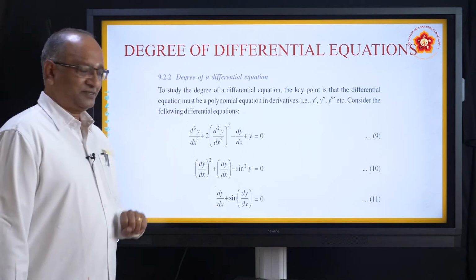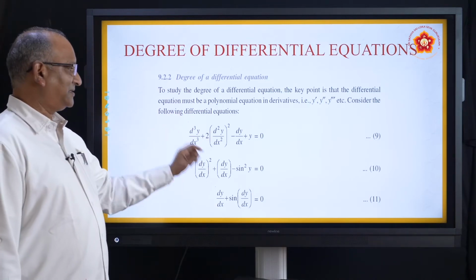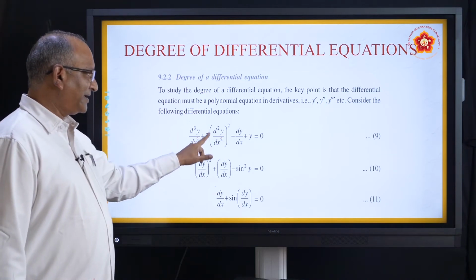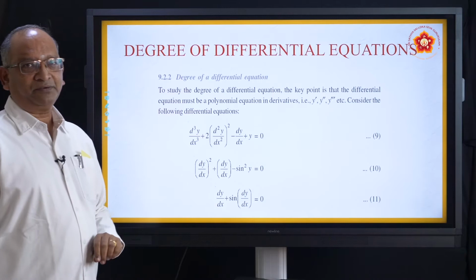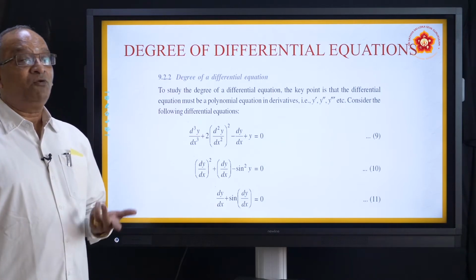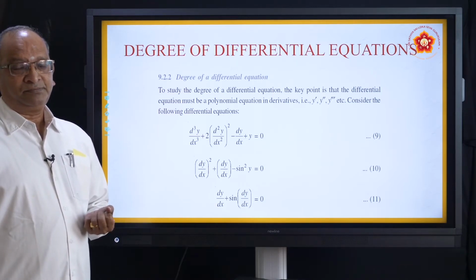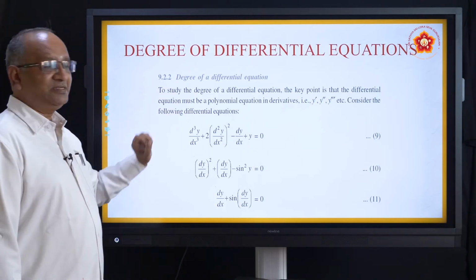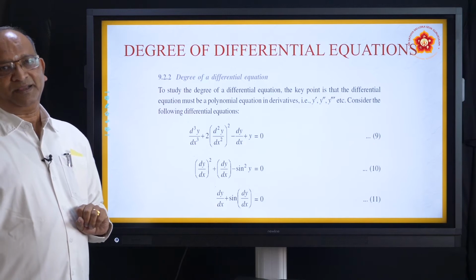Look at these equations. These are all examples. Look at the first equation. It has got third order derivative, second order derivative, first order derivative. So let us first decide what is its order. The order is 3. Why? Because the highest order derivative is d3y by dx cube.